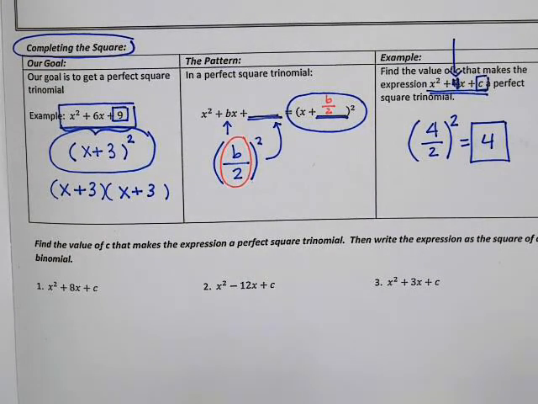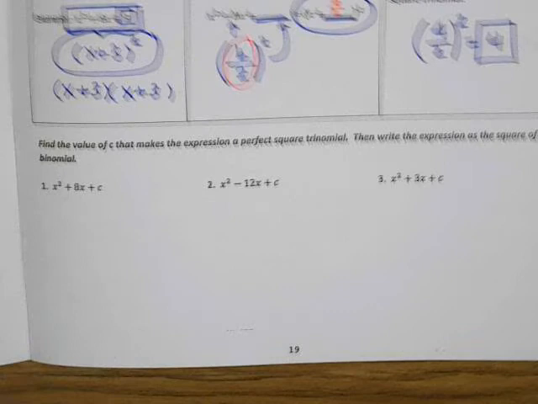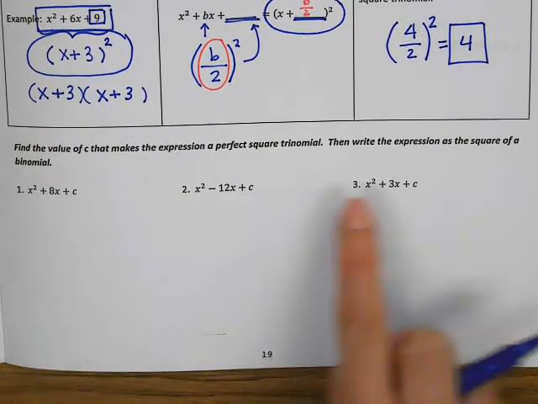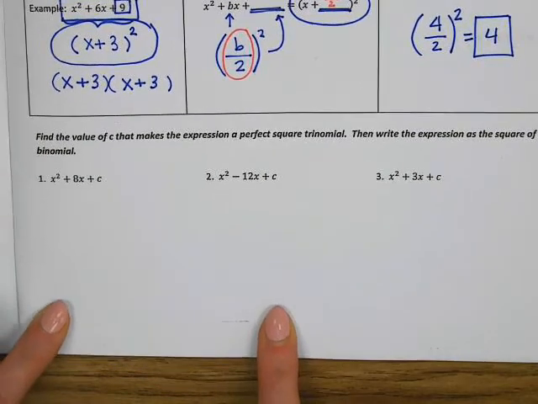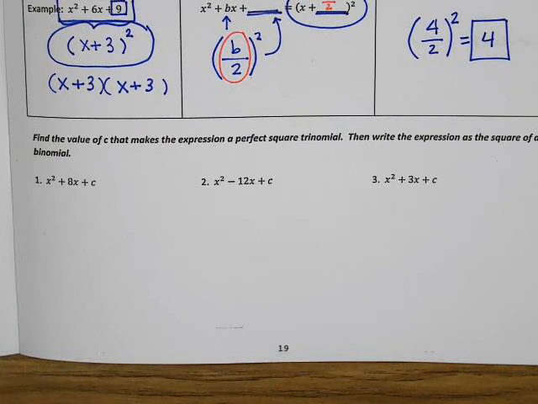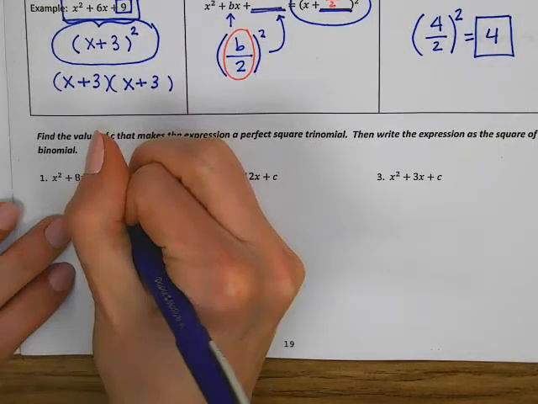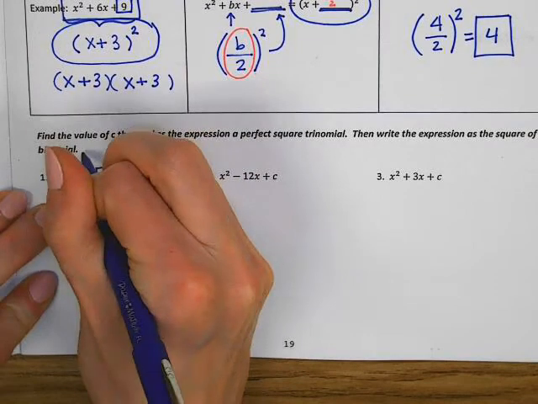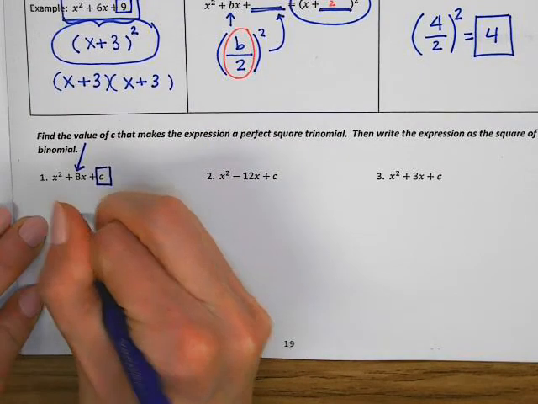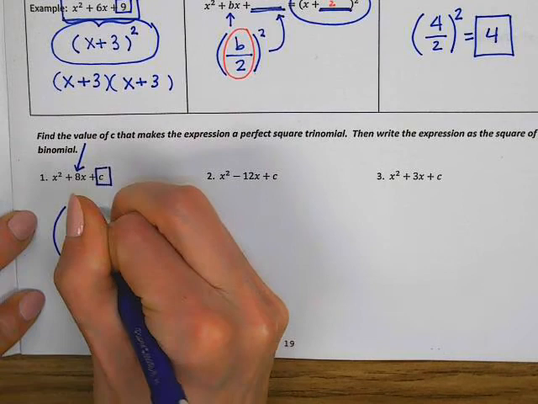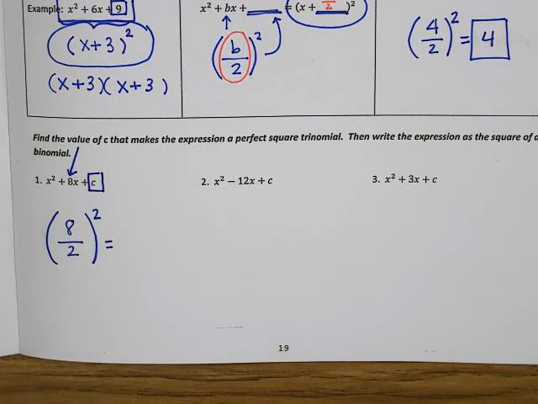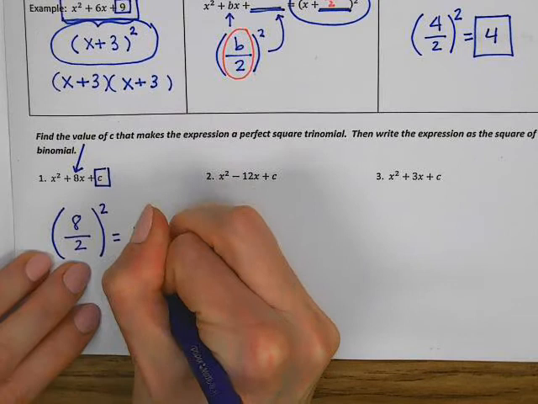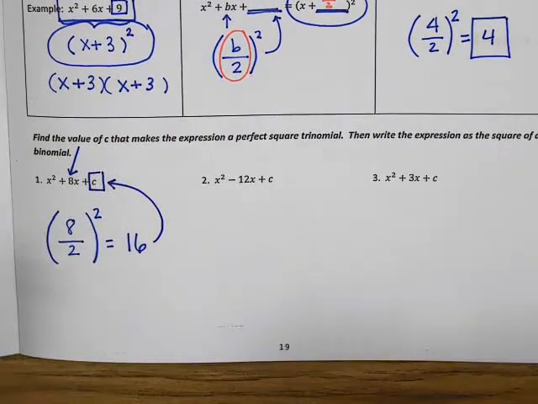All right, let's try a couple of those. So these are very, very easy right now. It's just find C. Find that third number that would make it a perfect square trinomial. All right, so for this one, find C. The formula to find C is take your b, divide it by 2, and square it. Okay, so what is that? 8 divided by 2 is 4, and 4 squared is 16. So that means that C is 16.